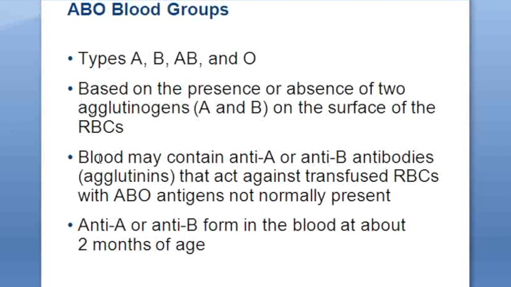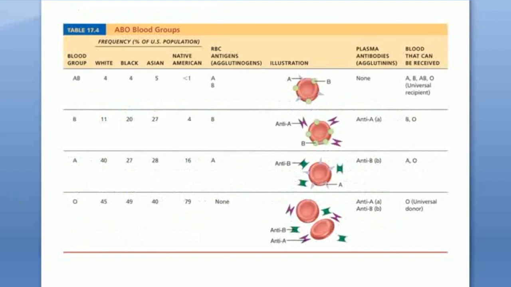So anyway, Rh factor. And yes, there's some PowerPoint information on this. Here's what we just did. Okay, notice anti-A and anti-B, the antibodies form in the blood around 2 months of age or so. It's not exact.